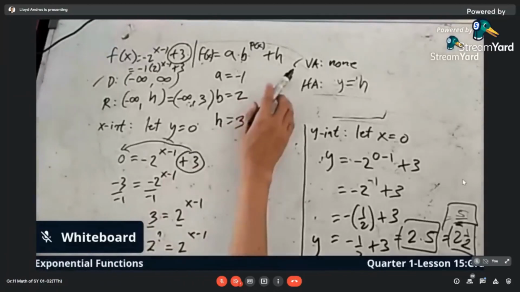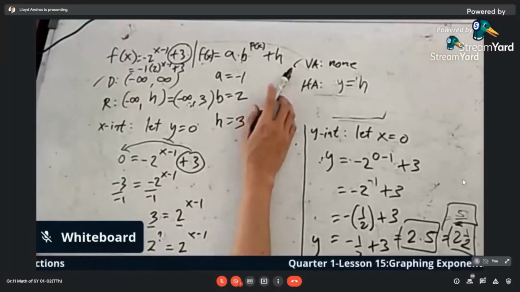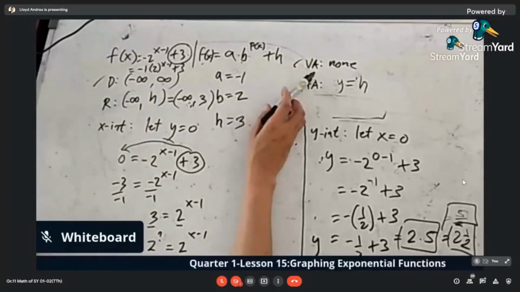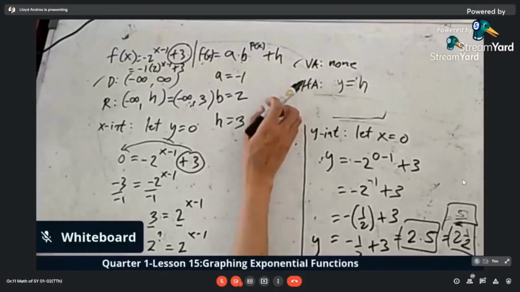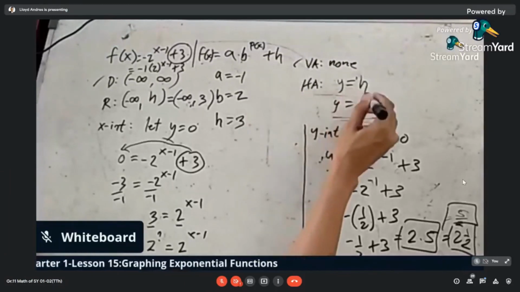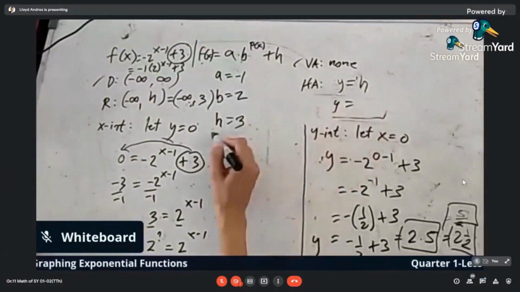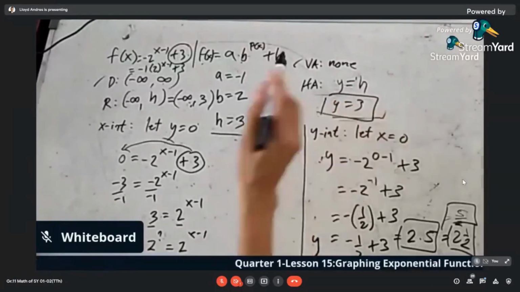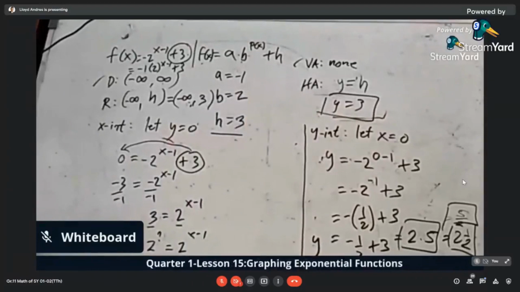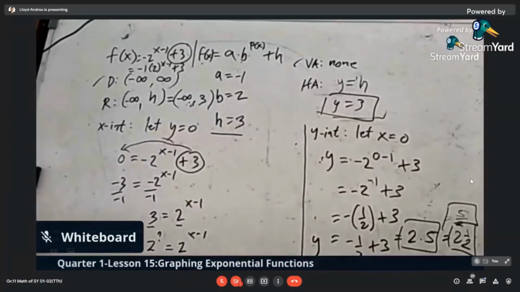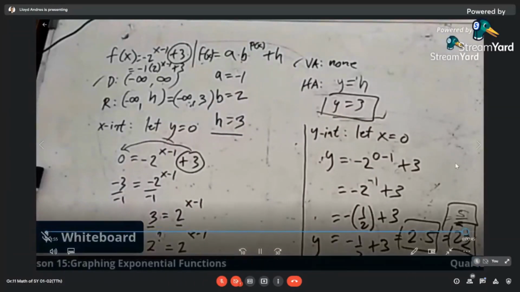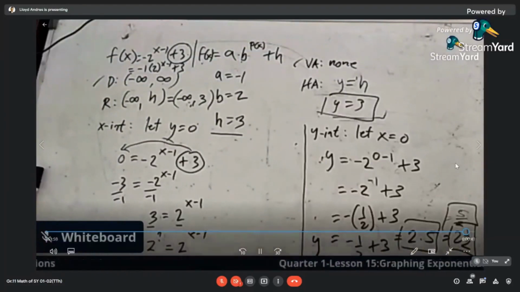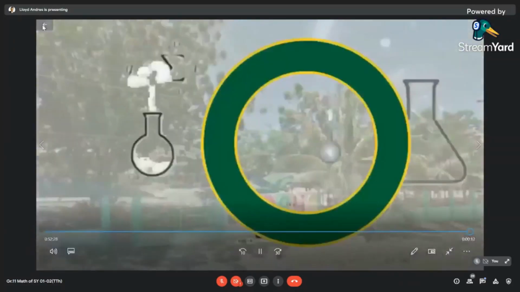So let's proceed sa vertical asymptote. Sa vertical asymptote, none. Okay, as is na. Then sa horizontal asymptote, y equals to, kung unsay h nimo, which is ang h is 3, so y equals to 3 imong horizontal asymptote. So yung ato, pag-solve og domain, range, x-intercept, y-intercept, vertical asymptote.